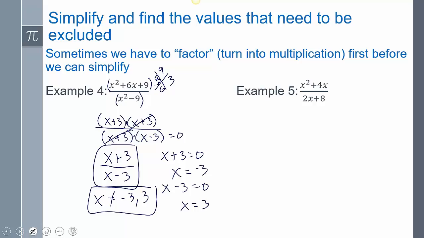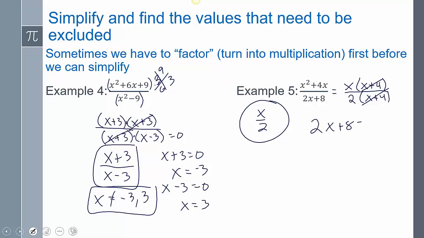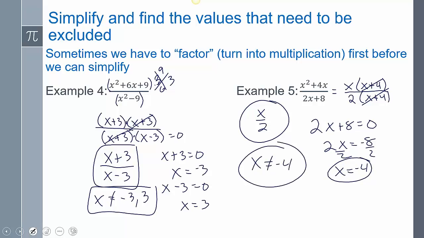Number 5. So factoring on top, looks like there's an x in common. So I can factor out an x, and so I get x plus 4. And on the bottom, there's a 2. So then you get x plus 4. And so now those cancel out, and so you're going to get x over 2. That is the reduced expression. But now setting the bottom equal to 0. Solving for that, subtract 8, divide by 2, x equals negative 4. So I can say x cannot equal negative 4.